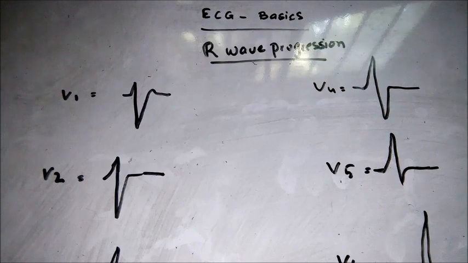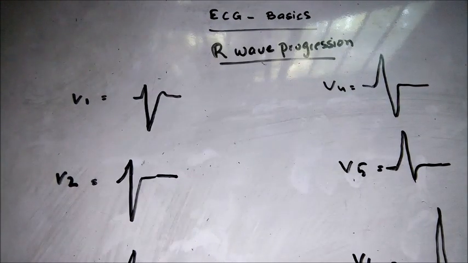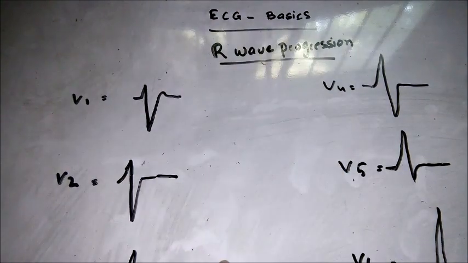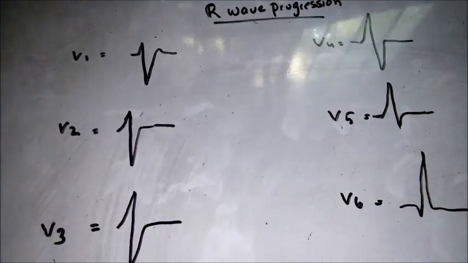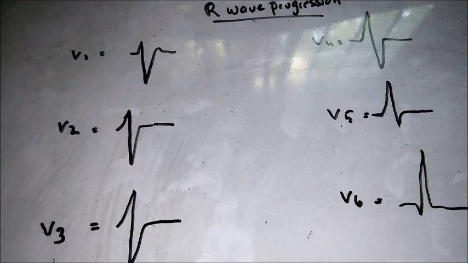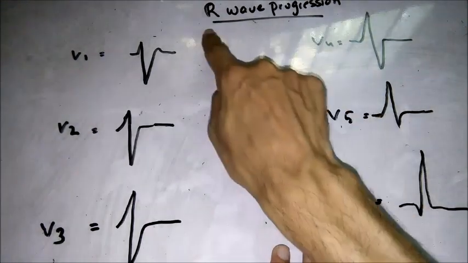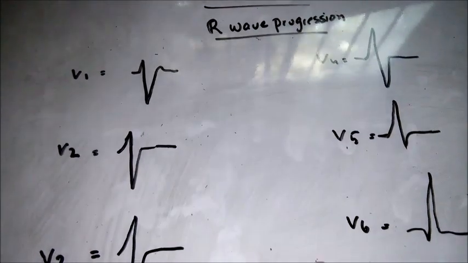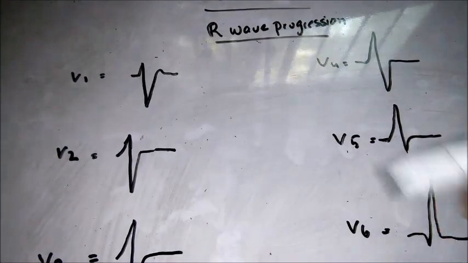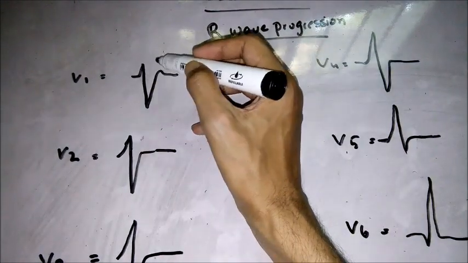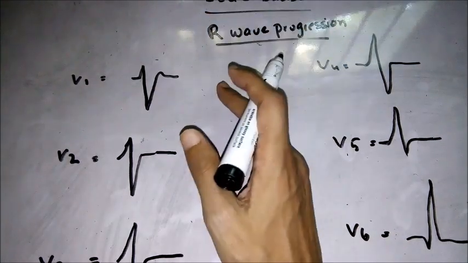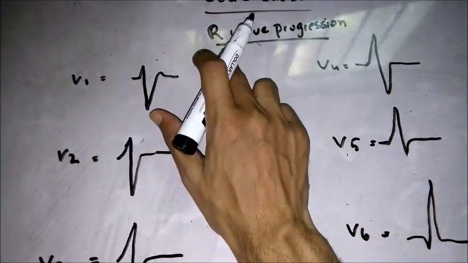Now the other thing that we need to realize when we're actually looking at the ECG is we need to know what kind of information we are getting from all these chest leads, right? So one very important concept that we must look for is the R wave progression, right? So what is the R wave? If you look at an ECG, the first positive deflection in any ECG is known as the R wave.